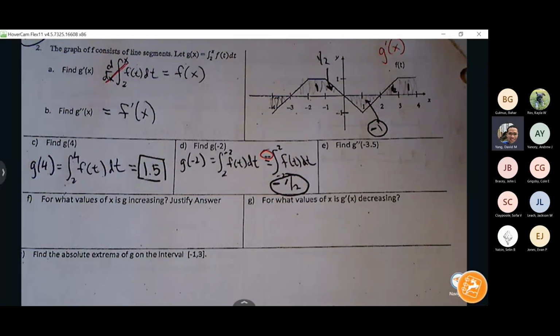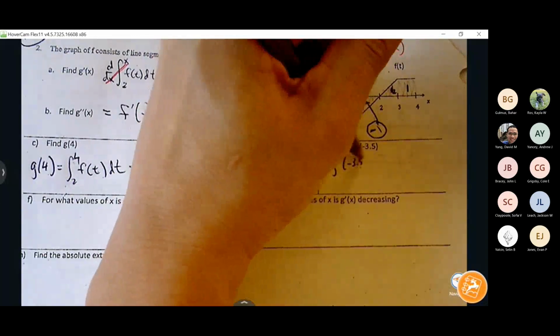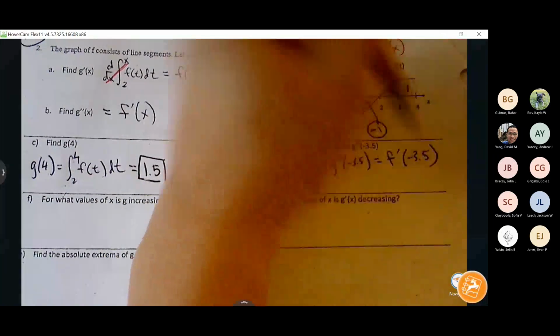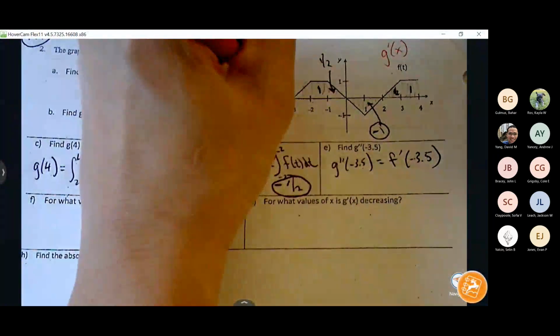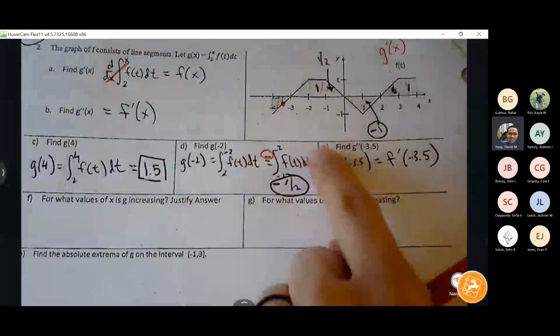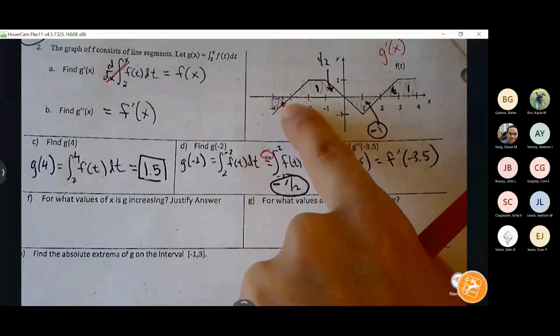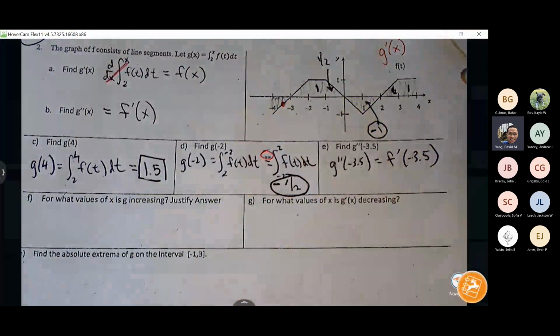Next up, find g double prime of negative 3.5. So g double prime of negative 3.5 is the same thing as f prime of negative 3.5. And we're asking for the slope, right? The derivative of f is the slope of f. So whatever the slope of this line is, up 1 over 1, slope of 1.